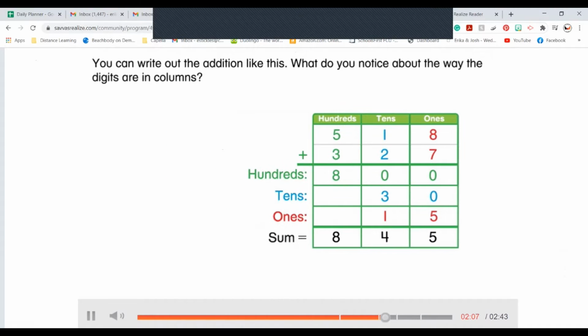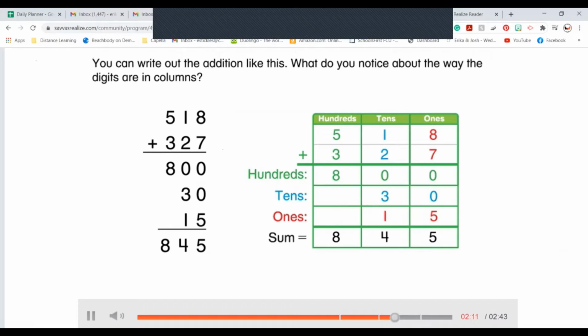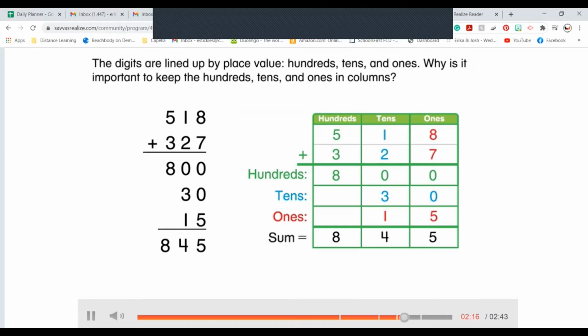You can write out the addition like this. What do you notice about the way the digits are in columns? We have to make sure that we keep the digits lined up in the ones, tens, and hundreds. For example, if you look at the number 15, the 5 is still in the ones column, and then the 10 got put in the tens column as a 1. The digits are lined up by place value, hundreds, tens, and ones.